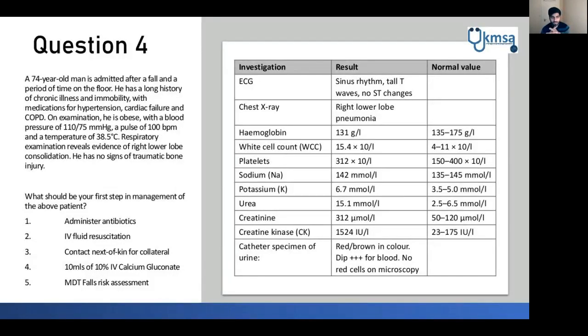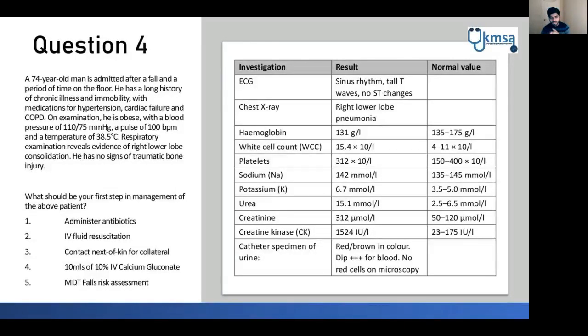So the answer is that any one of these five, all of these five, should be done for this patient. He definitely should get antibiotics. He should get IV fluid resuscitation. We should contact next of kin at some point. We should correct or temporize the heart to make sure it's not affected by the hyperkalemia, and we should get an MDT falls assessment. So all of these are right, but the question is, what's your first step in management? I see there's a split between IV fluids and calcium gluconate.